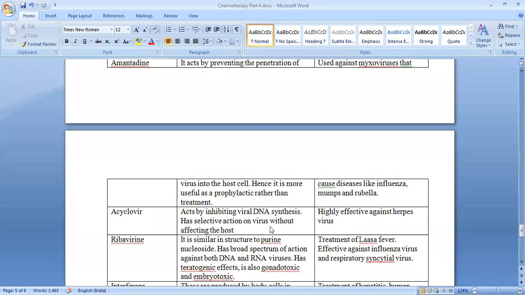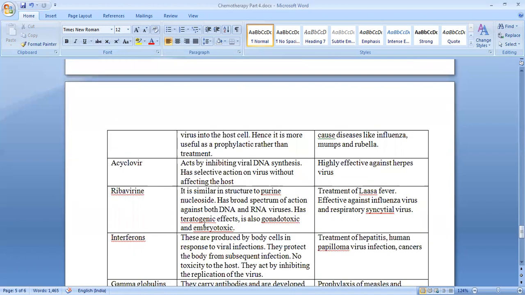Now, the very common molecule which is being used is acyclovir, because this has selective action. It is a little better than the other older antiviral drugs. It will act mostly on the viral cells and it does not have such a bad effect against the host cells. So the toxic effects are less. What it will do is inhibit viral DNA synthesis. The DNA synthesis in the virus, it will inhibit that. And it's very effective against the herpes virus.